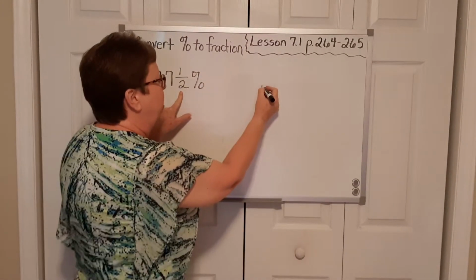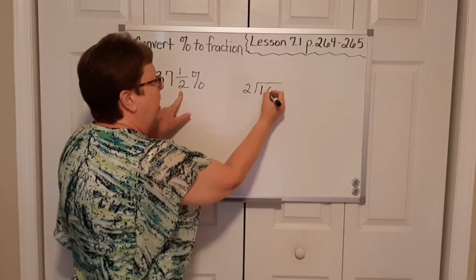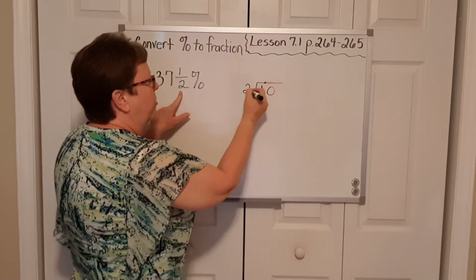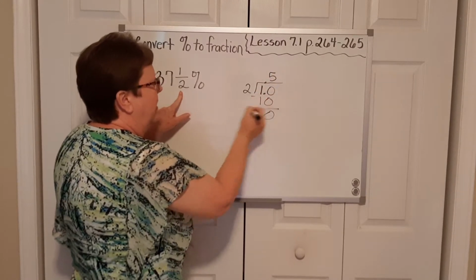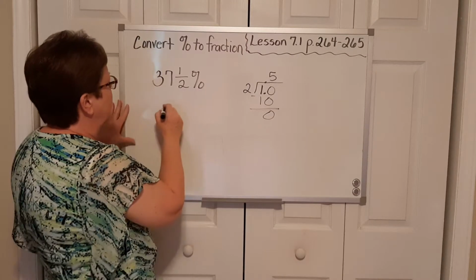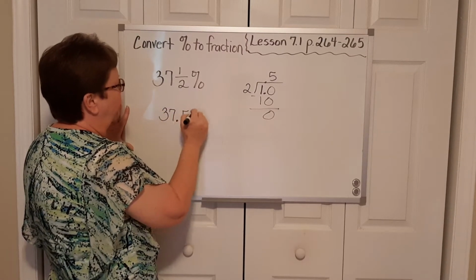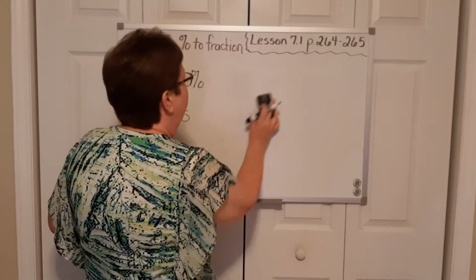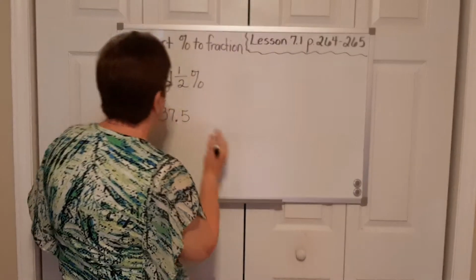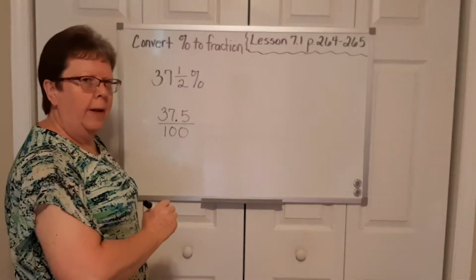If we have 1/2, we take 1 divided by 2, put our decimal point and add a 0. 2 goes into 10 5 times, so 2 times 5 is 10. So it's 0.5. So then we end up with 37.5%, and we're still going to write that with 100 under that.